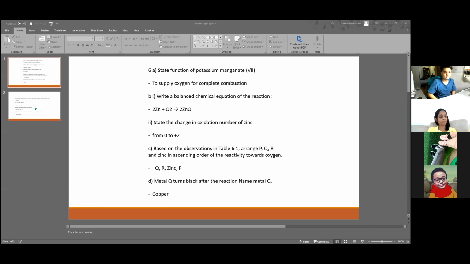Okay, correct. So for D, metal Q turns black after the reaction. Name metal Q. The answer is copper, because copper oxide is the only black colored oxide in both hot and cold state. Correct.